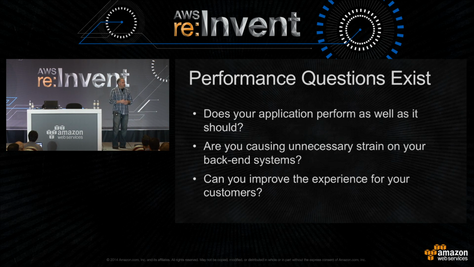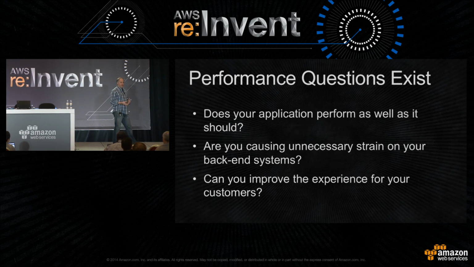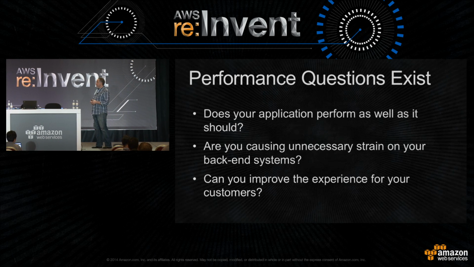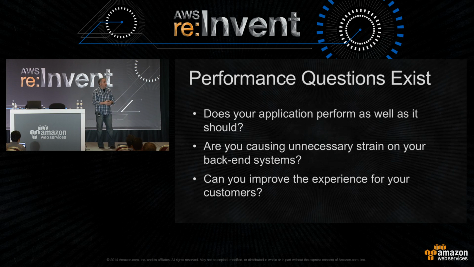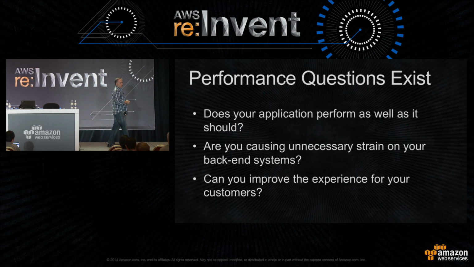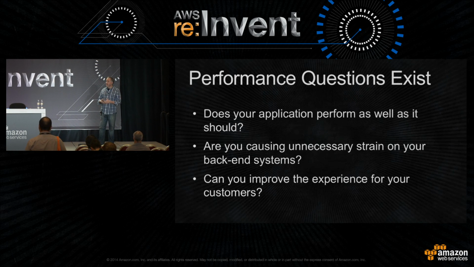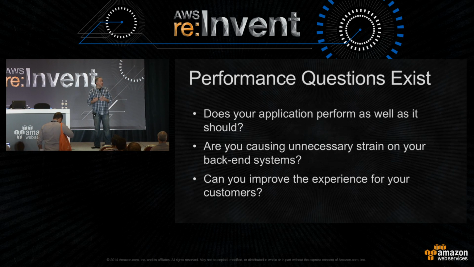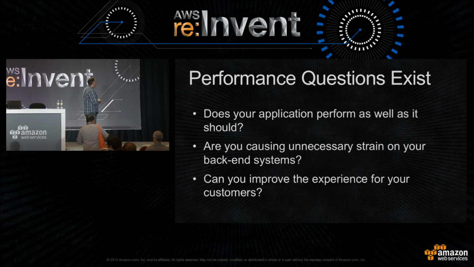Second big question is, are you causing unnecessary strain on your back-end system? If you're hitting it every time for dynamic content that doesn't change, or even more specifically, static content that doesn't change, why are you doing that? You might be paying too much, and AWS offers elastic features to actually reduce the size of those instances and offset them with some type of performance cache.